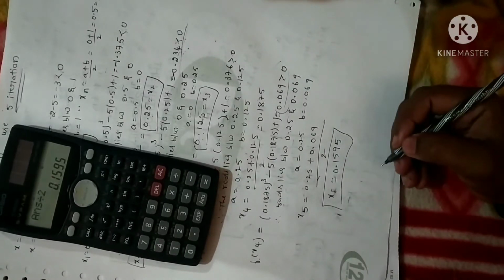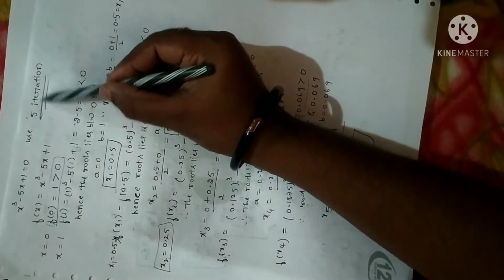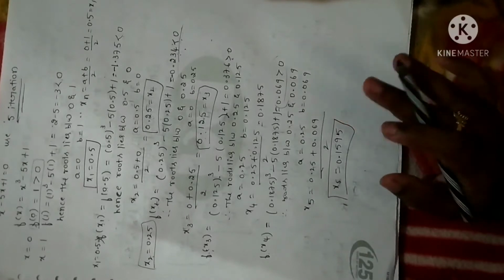Further, no need to find f of x5. Why? Because I have already reached x5. They have asked to find the root by using 5 iterations. So that is what I have done. Fine. Now let me repeat once again.